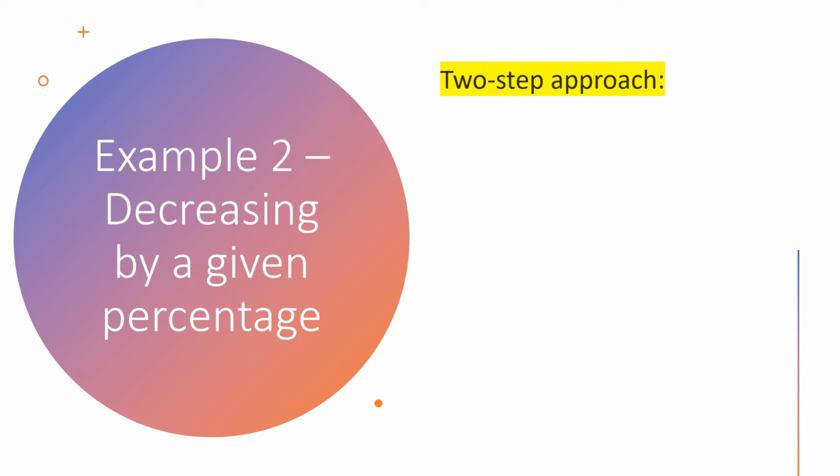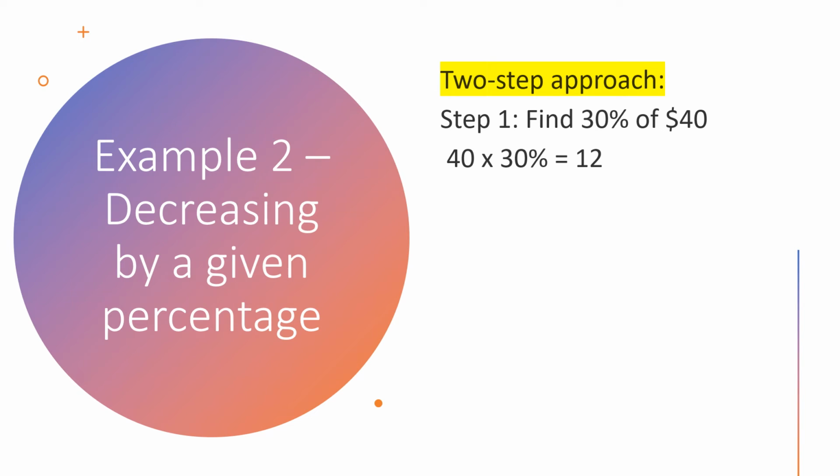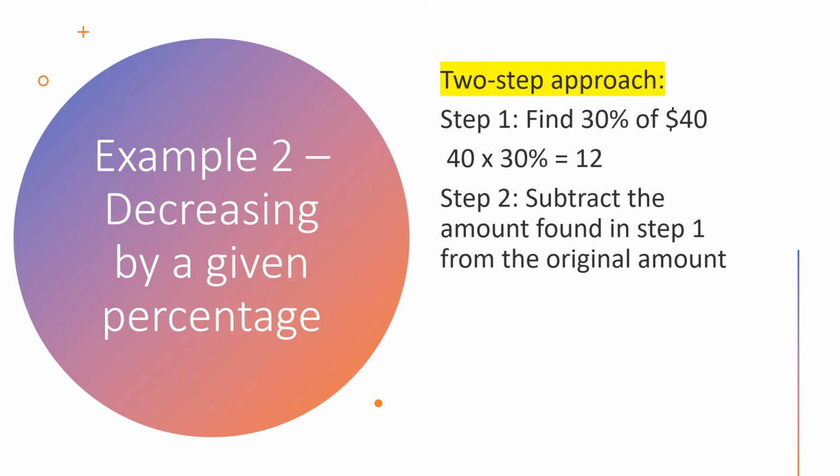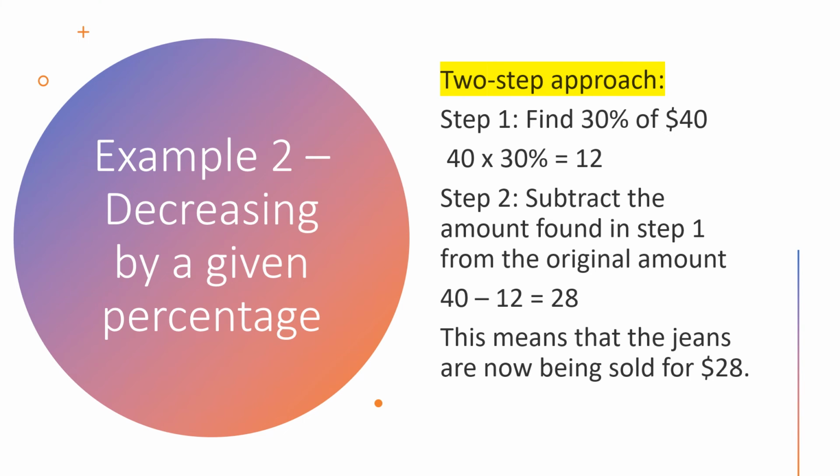The two-step approach starts off the same as before. Since we want to decrease 40 by 30%, we need to first find 30% of 40, and we can do that like I have here by typing 40 times 30% into the calculator, and we get 12. So 30% of 40 is 12. Now this time, since we are decreasing by a given amount, this means we need to subtract 12 from the original 40, which gives us 28. This means that the jeans are now being sold for $28.